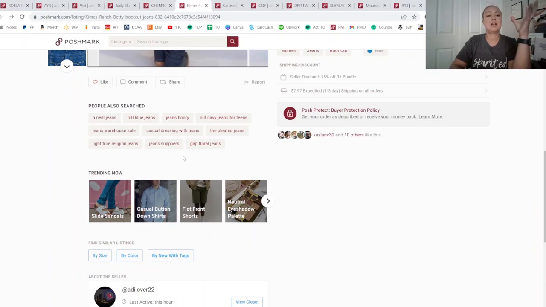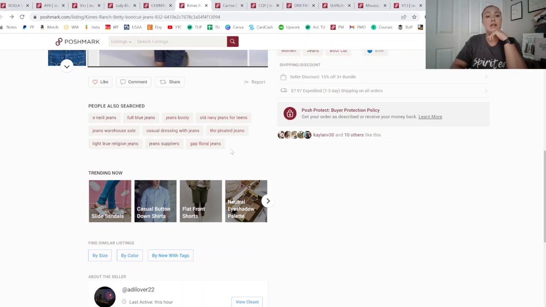I think the idea of the wash is important. I think sometimes I forget that. Light wash, medium wash, dark wash. If the tag says a type of wash, like it'll say indigo or something, that needs to be said because people are searching light. They're not necessarily searching wash, but they're saying light true religion jeans. Color came up a few times already, so that's interesting.